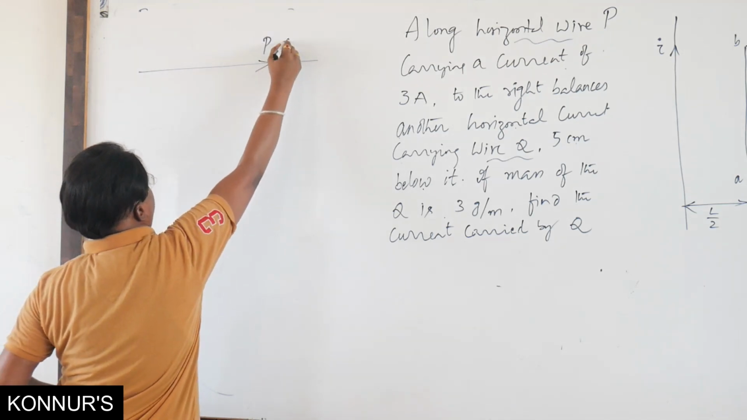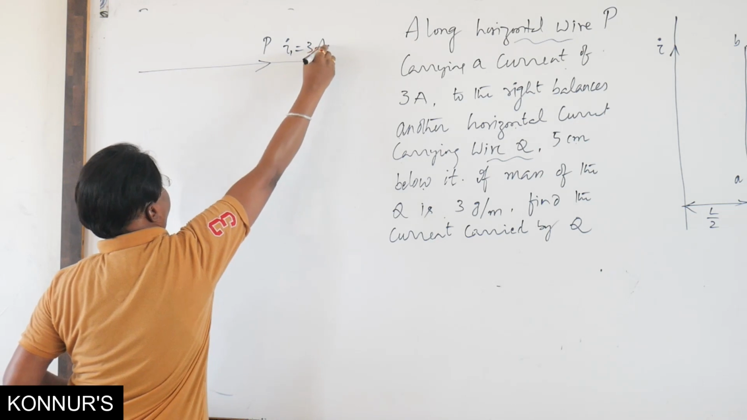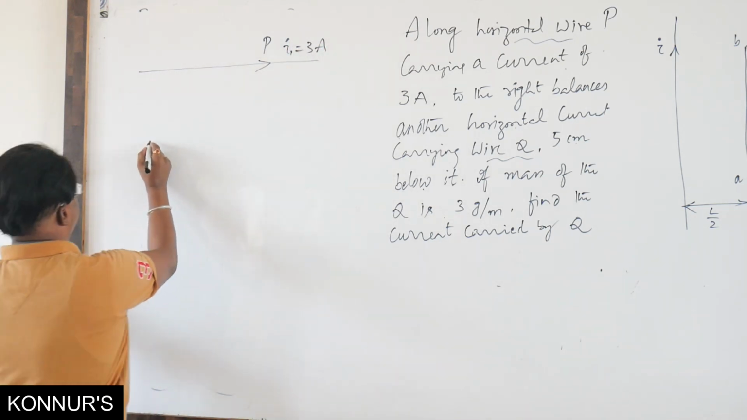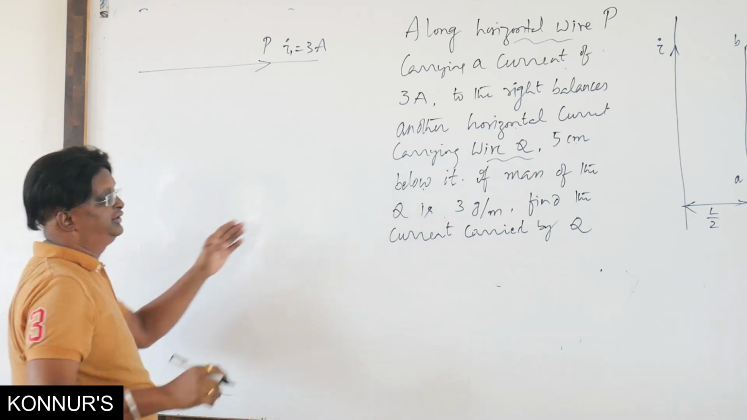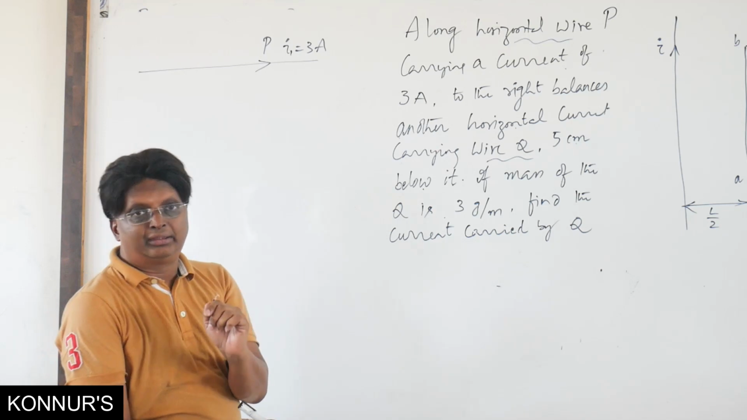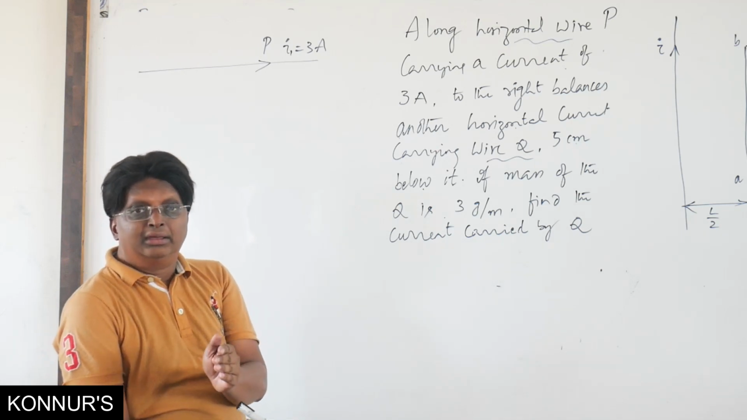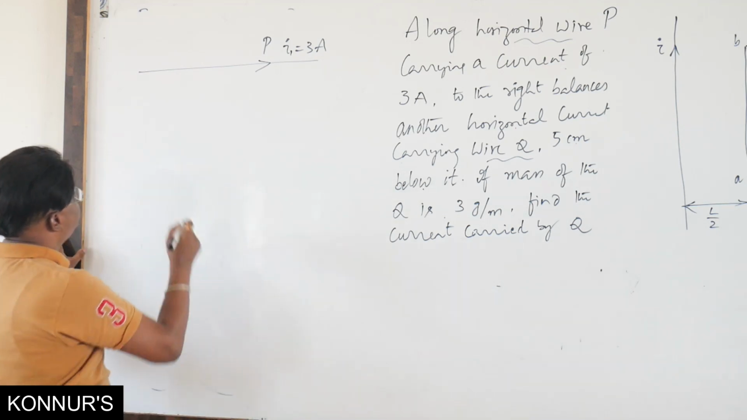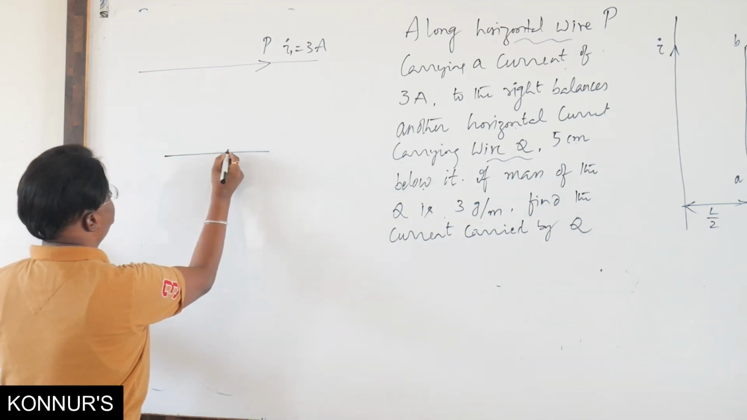P carries a current I1, given to be 3 ampere. It is going to be a long wire. And another wire is balanced below P. That is a very important point to be seen in the data: whether the wire which is balanced in air is below P or above P. According to the data, it is below P.